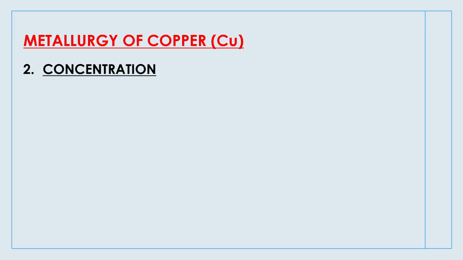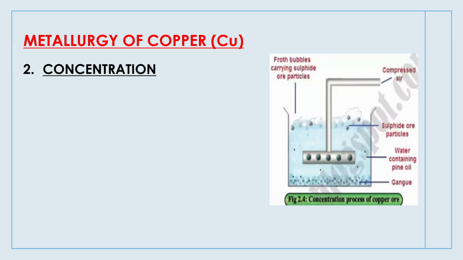Concentration. This is a picture in which you can see the stage, and the objective of this stage is to eliminate the gangue impurities. By gangue impurities, what I mean is that as the copper is extracted from the earth, it contains impurities in the form of rock, salt, or clay. These impurities are called gangue impurities.